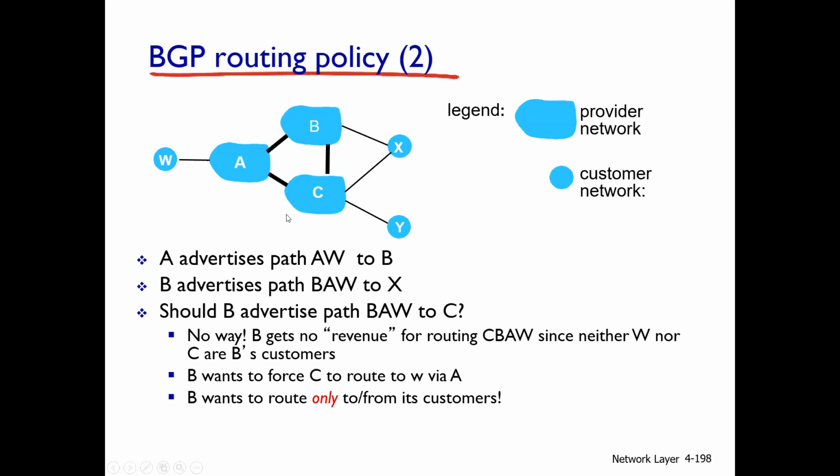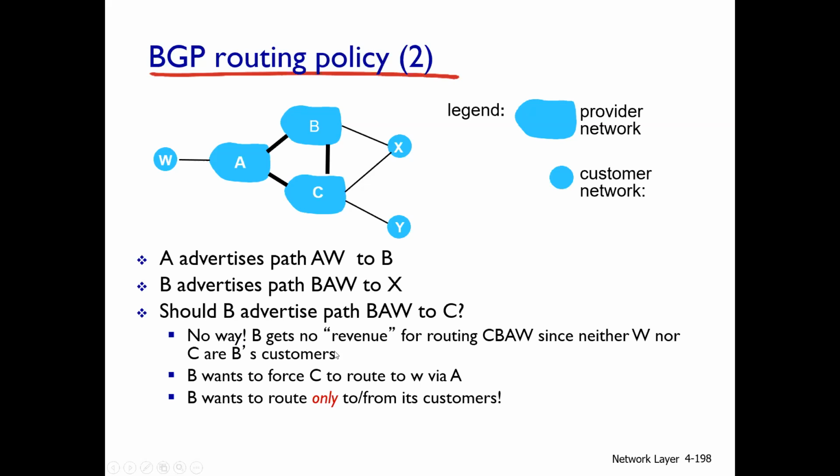Now the question is, this path BAW, should B advertise this path to C? Should BAW be advertised to C? And the answer is no.